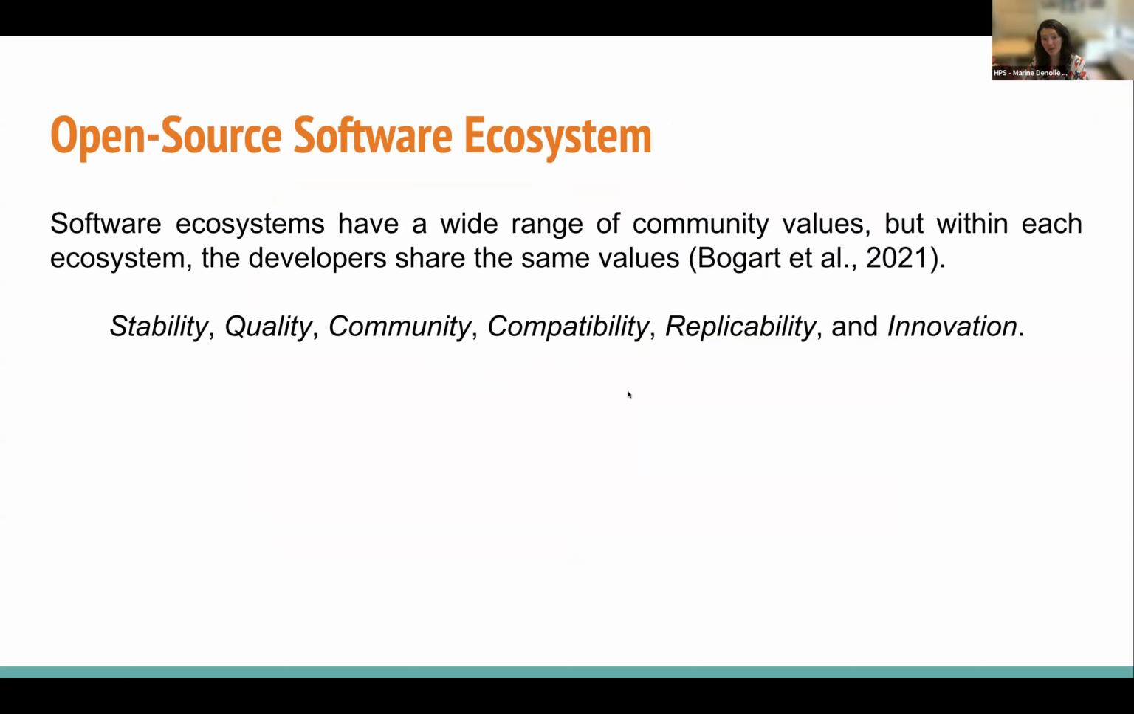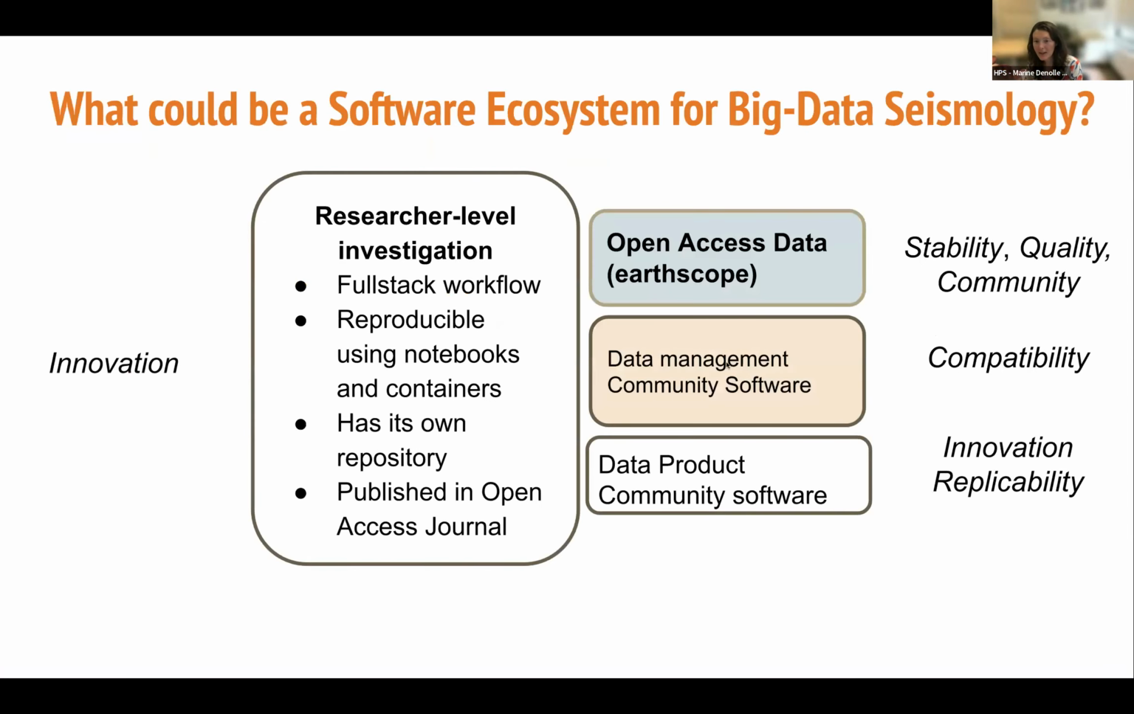A little bit more about the definition of open source software ecosystem, which I learned a lot about this year. So I'm definitely not the expert, but there's a rich literature on this. What defines the values of a community for OSS is really gathered around a few key points: stability, quality, community, compatibility, replicability, and innovation. And these are the values that the community decides which one matters the most for a given open source software project.